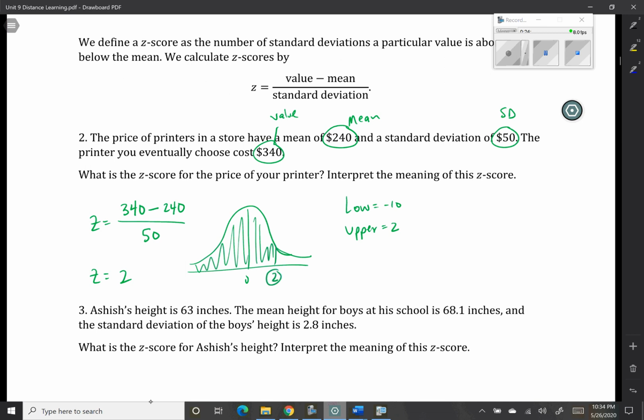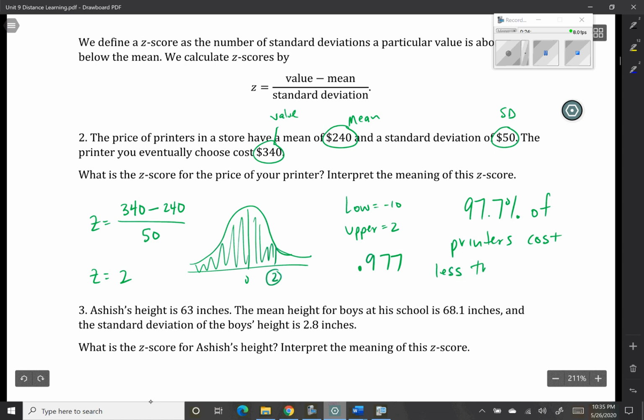If I do normal CDF here, I'm not going to keep clicking back and forth. I think we have that by now. So if I do negative 10 for my lower number and 2 for my upper number, we wind up getting 0.977. So what we can say is 97.7% of printers cost less than $340, according to the data that they provided for me.